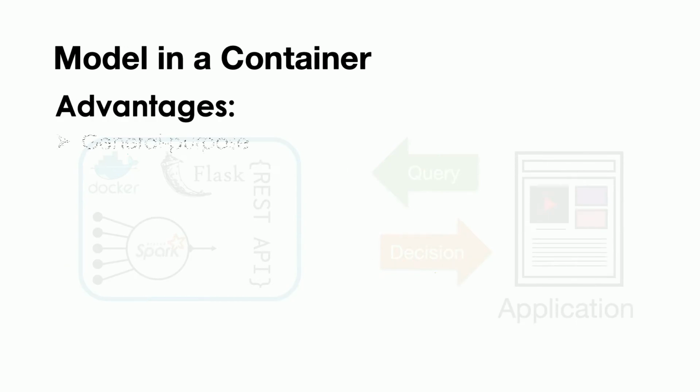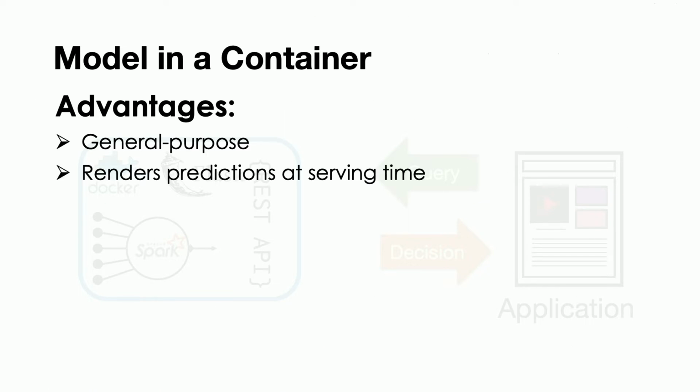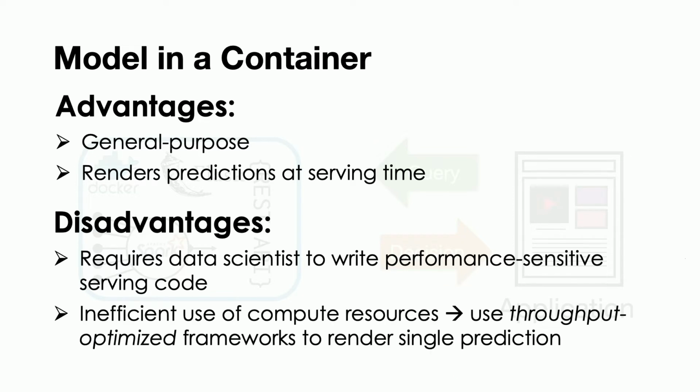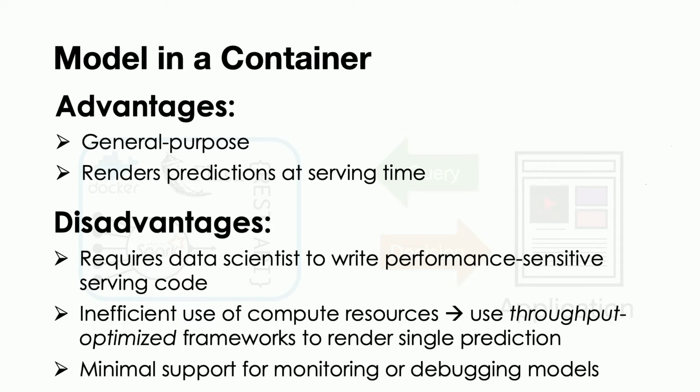This approach is general purpose because you can package everything into the Docker container, and it will also render predictions at serving time. However, one of the major problems is that it requires data scientists to write performance-sensitive serving code. It is also an inefficient use of resources because we use a throughput-optimized framework to render predictions a single prediction at a time. Finally, you have minimal support for monitoring and debugging.